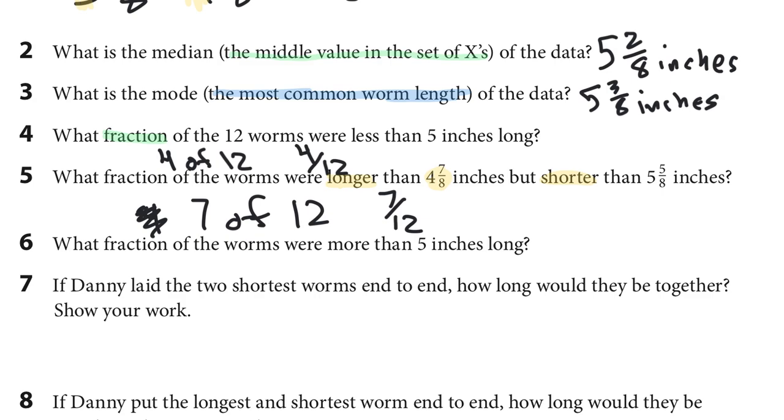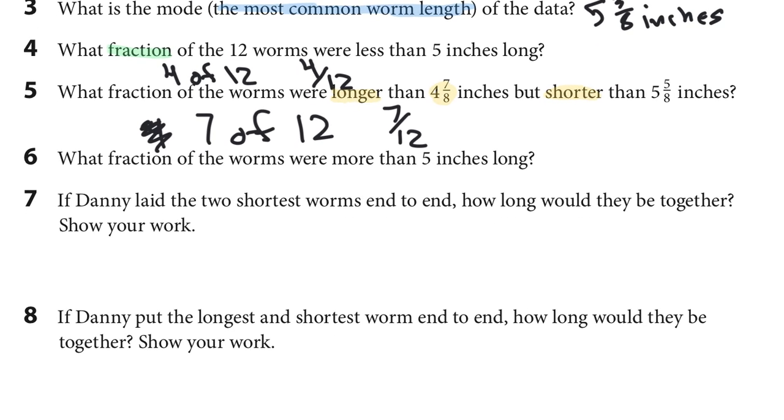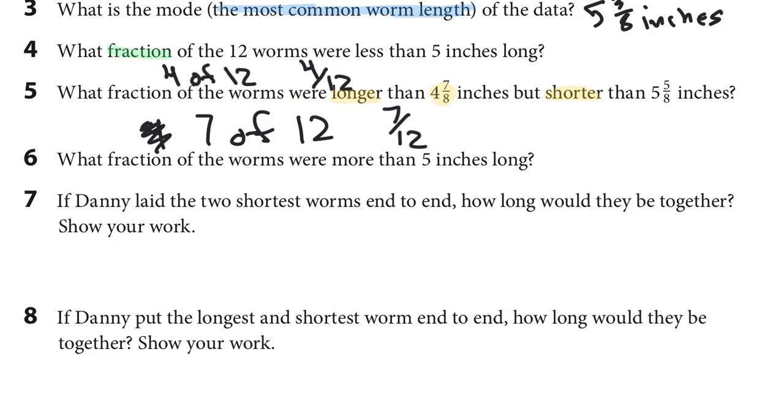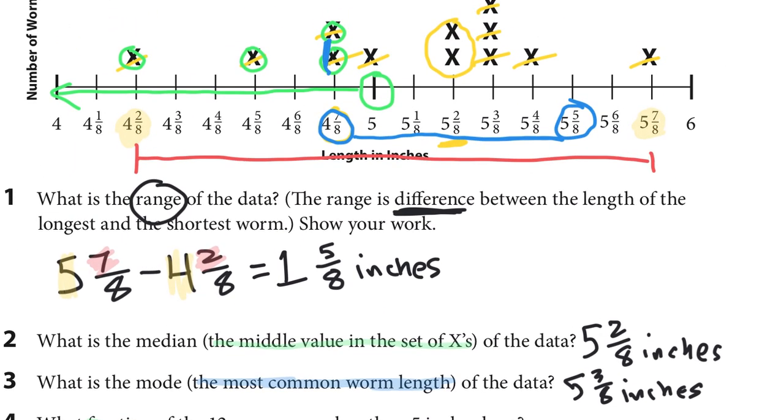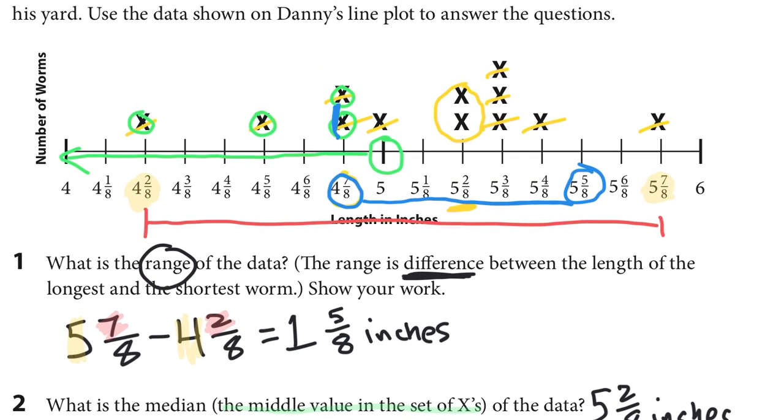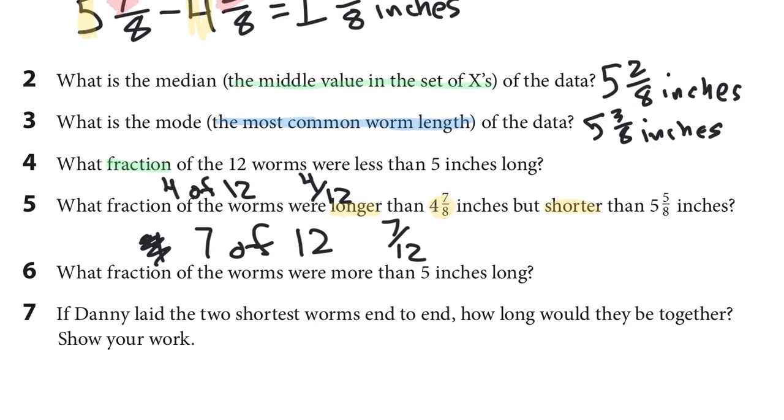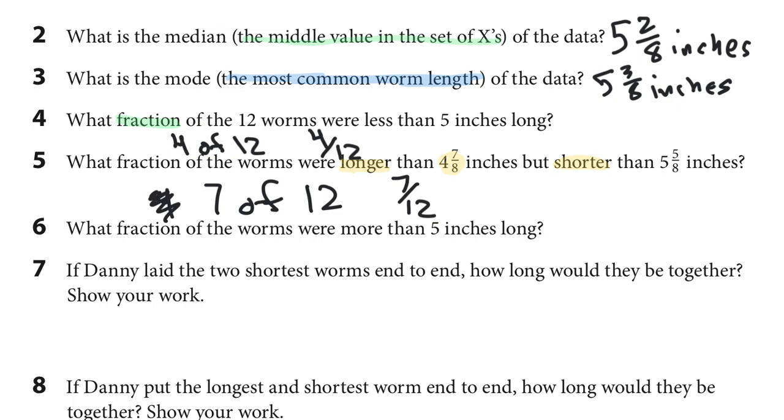Okay? What fraction of the worms were more than 5 inches long? Let's do that one next. More than 5. So I go up to my, and we're going to just do this by sight. I want to see how well we can do that. More than 5. Where's more? Well, anything to the right. So don't count this one because that is 5. We want everything that's more than 5. 1, 2, 3, 4, 5, 6, 7. Again, interesting. 7 out of 12, 7/12.